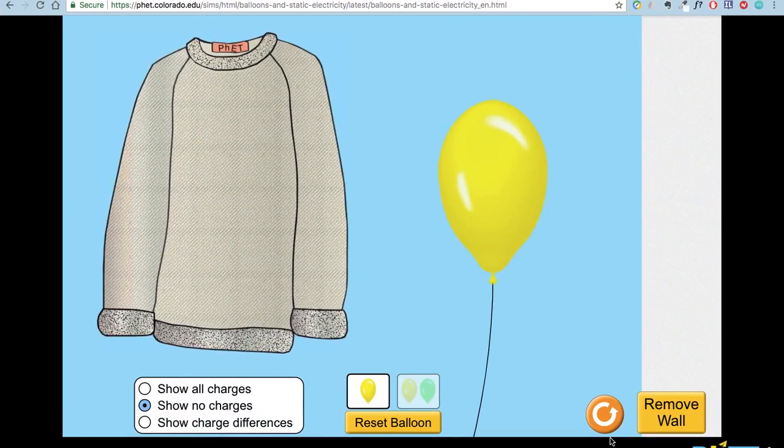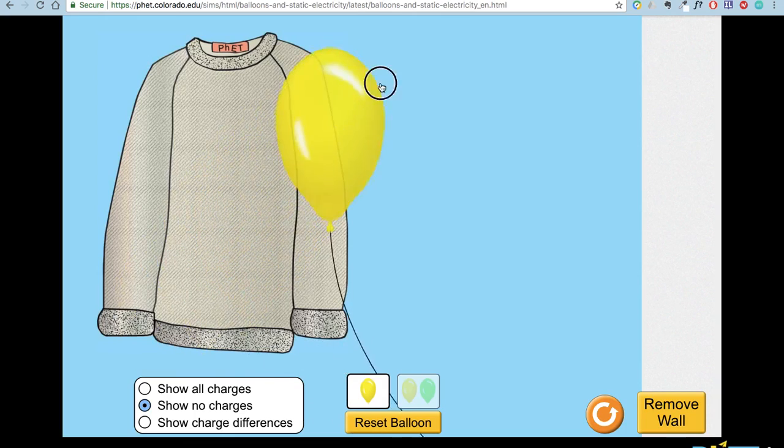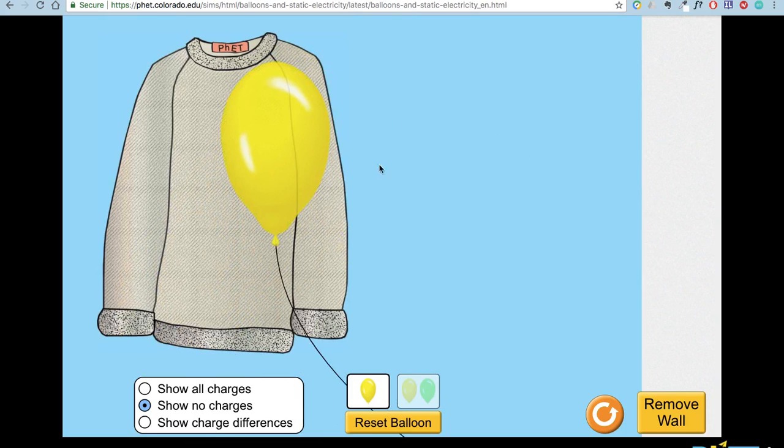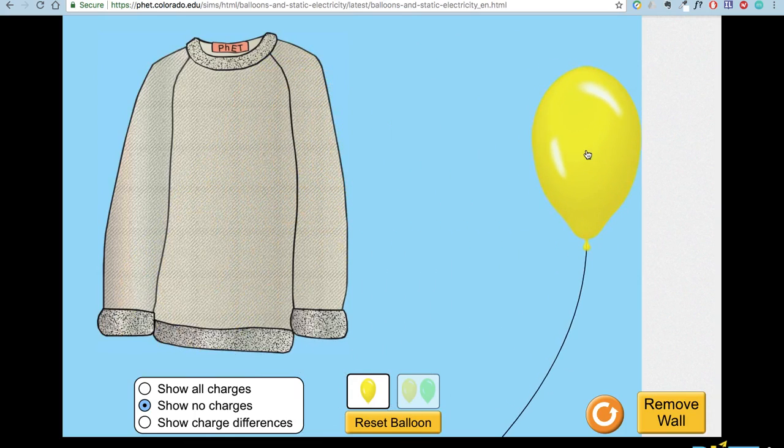To quickly do an experiment, one that you can do in your own home or in the science lab, if you take a balloon and you rub the balloon against a fabric, then often what you'll find is that this balloon will be attracted to the fabric, or even attracted to a wall.